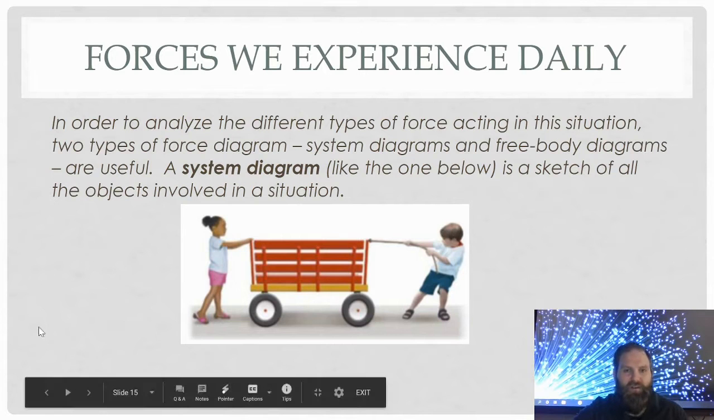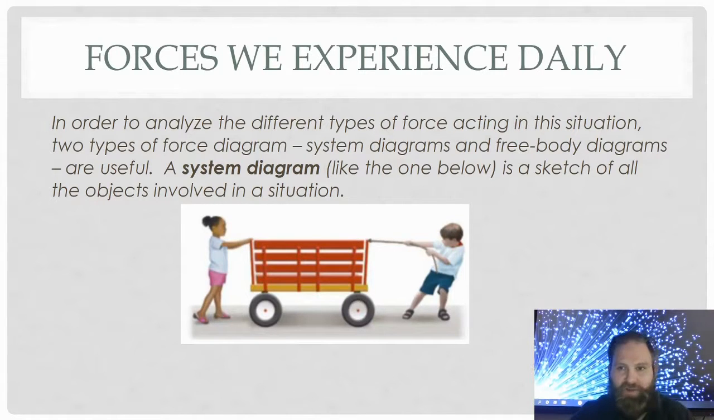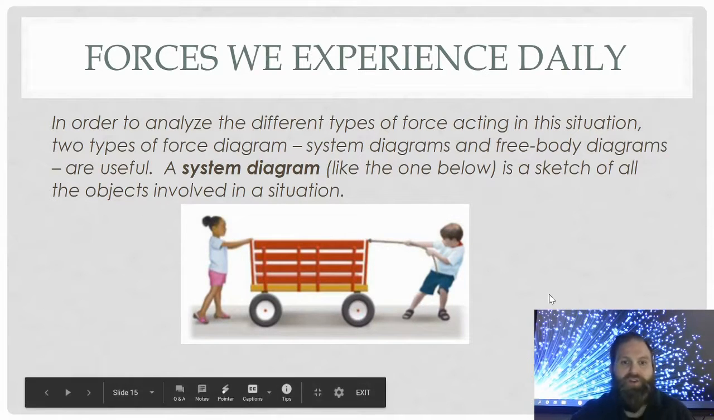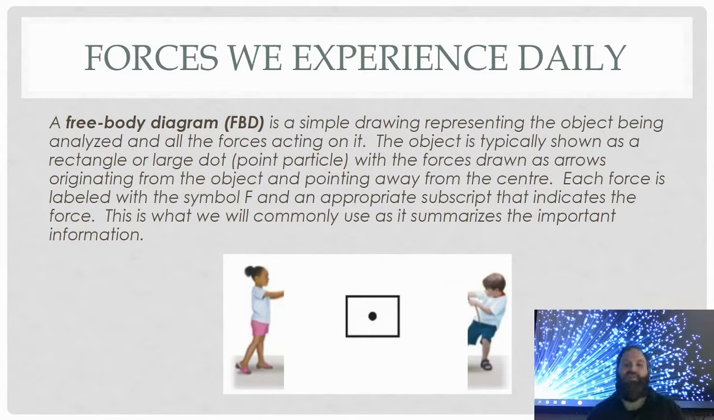We have a little girl on the left-hand side and a little boy on the right-hand side. And to me, what they're trying to do is move this wagon to the right, together. You can draw a system diagram and a free body diagram to simplify what you're trying to show here so that you don't need to draw something complicated. This is how physicists and scientists draw that, using something called a free body diagram.